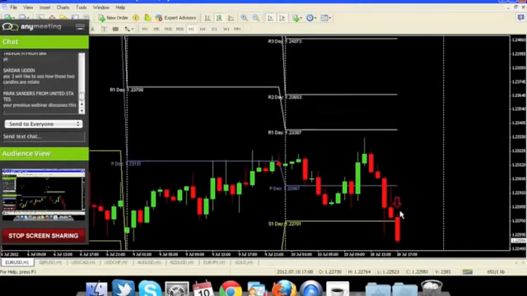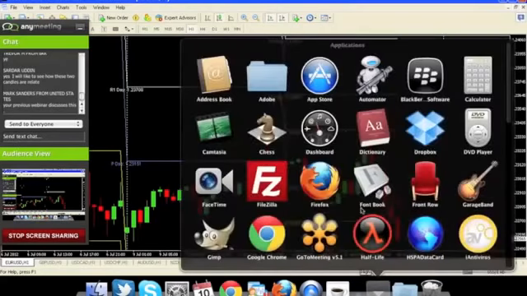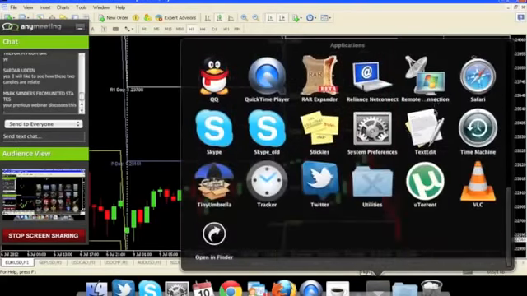But that's Euro USD. Put Euro USD aside. You've taken a look at it already. Let me write this stuff down for you guys so you guys can see this.